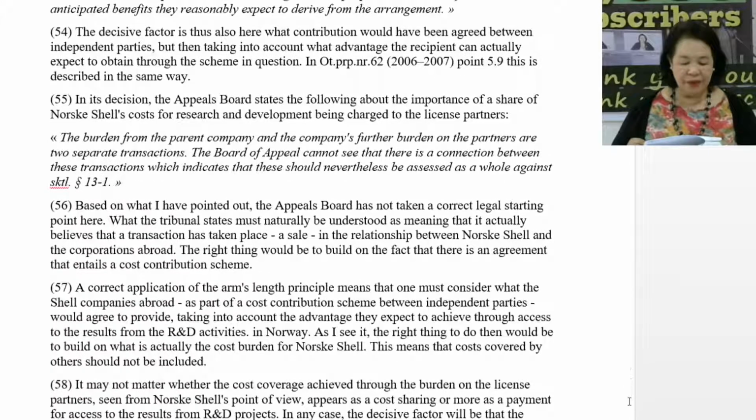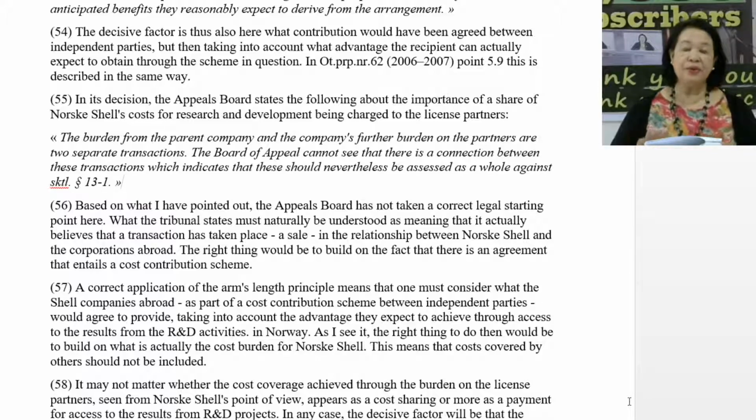The decisive factor is thus also here what contribution would have been agreed between independent parties, but then taking into account what advantage the recipient can actually expect to obtain through the scheme in question. This is described in the same way. So in its decision, the appeals board states the following about the importance of a share of Norske Shell's cost for research and development being charged to the licensed partners.